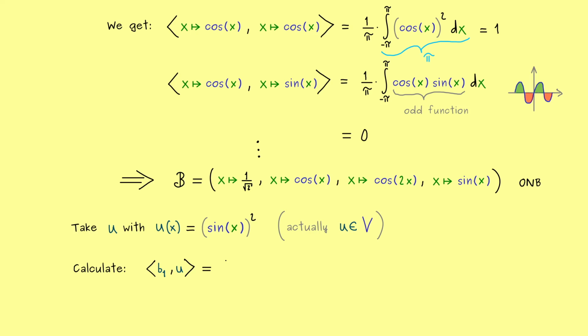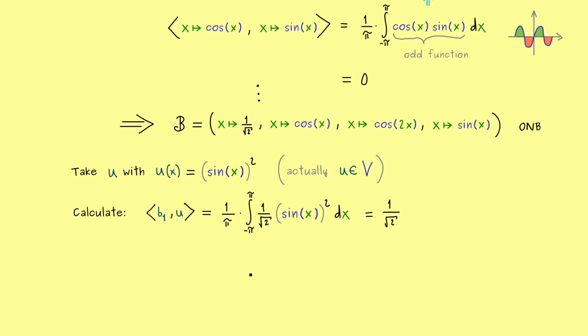The first basis element b1 is the constant function. Hence we have this constant and sine squared inside the integral. And there the calculation works exactly like for the cosine squared from before. So what we get out is pi times the constant. And pi cancels out again, so only the constant remains. Okay, there we have it. This is the first Fourier coefficient.